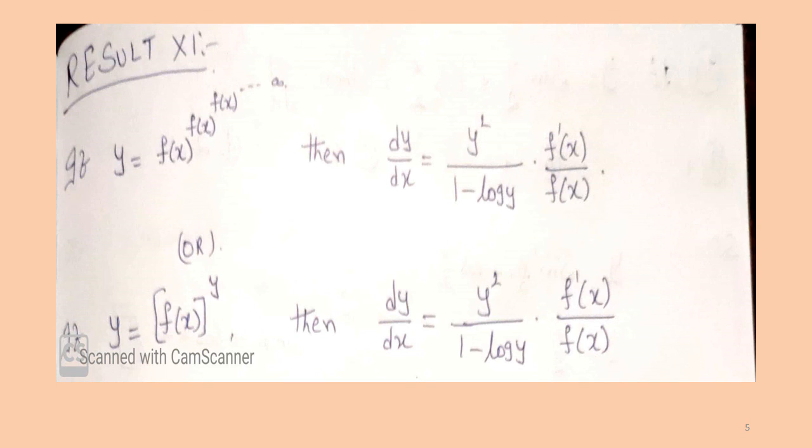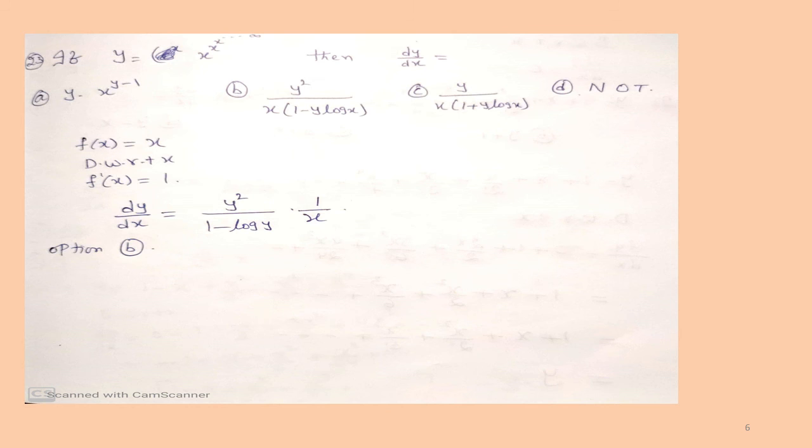Now the next result: if y equals f of x power f of x power f of x etc. to infinity, then dy by dx equals y square divided by 1 minus log y into f dash x divided by f of x. Or if y equals f of x power y, then dy by dx equals y square divided by 1 minus log y into f dash x divided by f.